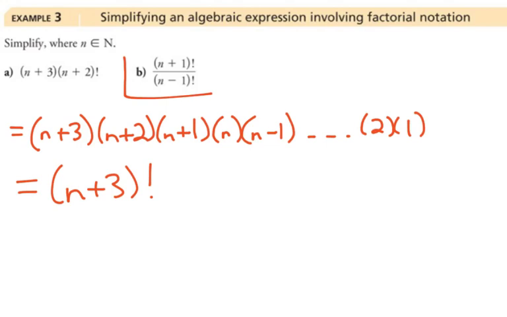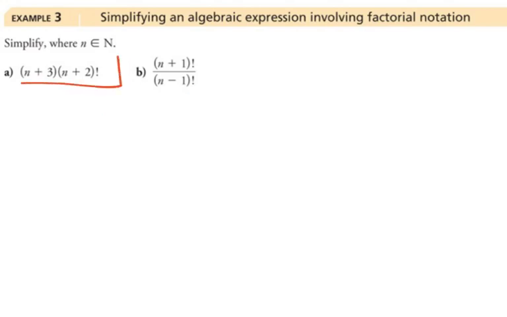I'm just going to clear off the page to do example B because it is going to take a little bit more space. B, we have a fraction, but we have 2 factorials. We can write out the definition for each one.